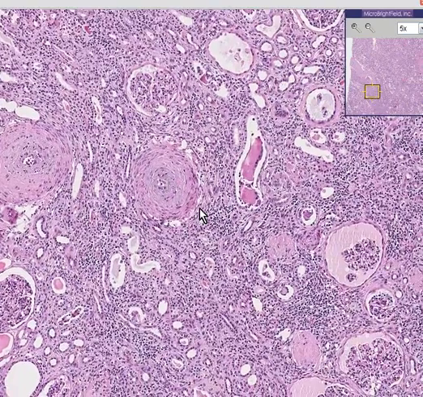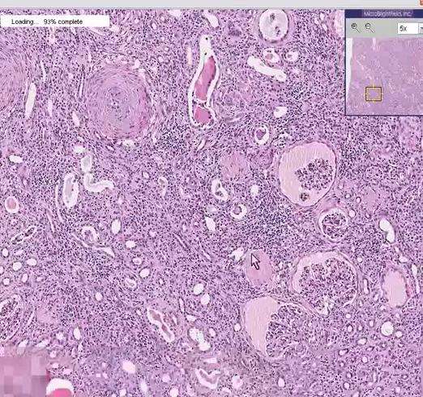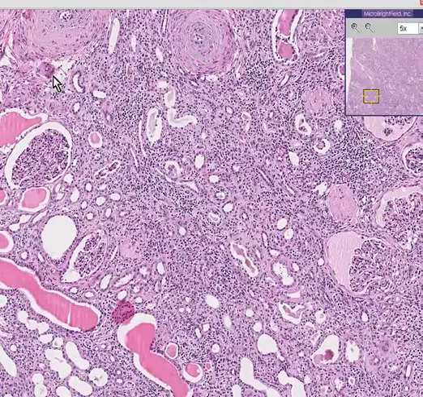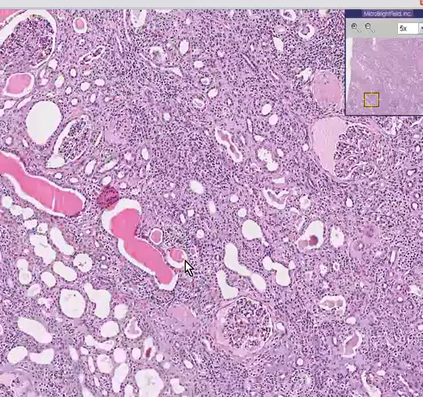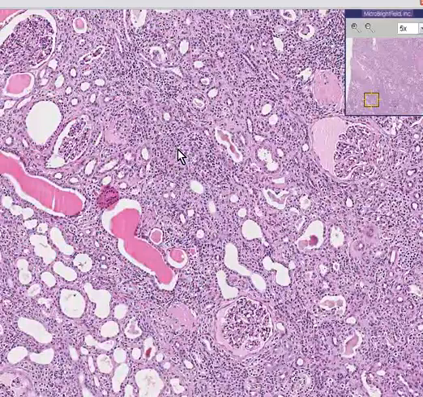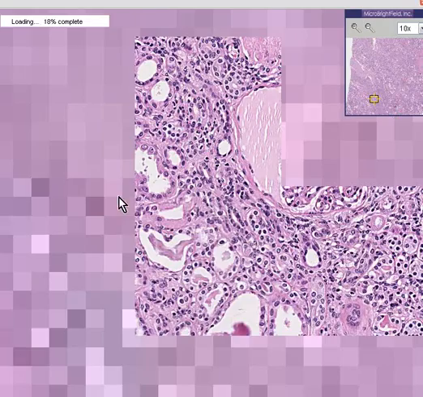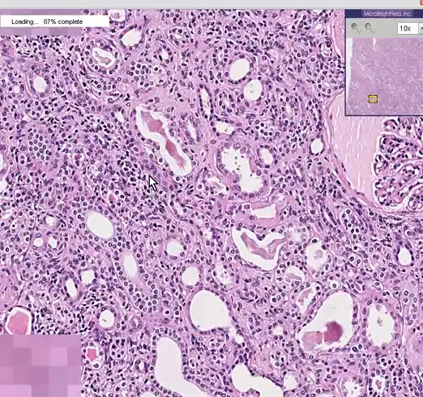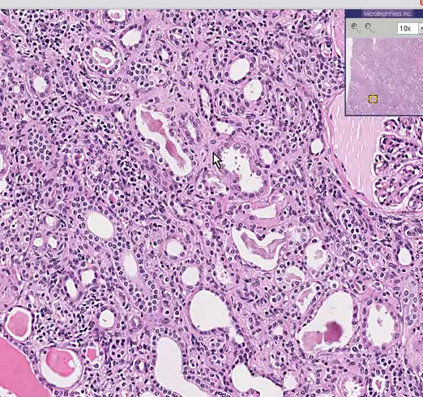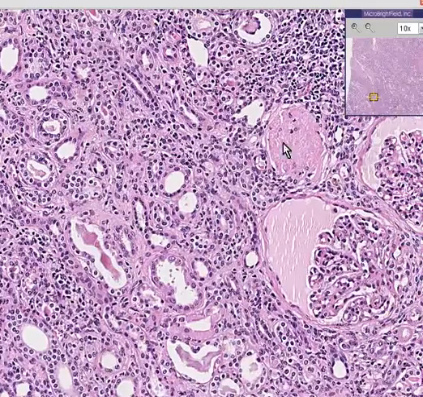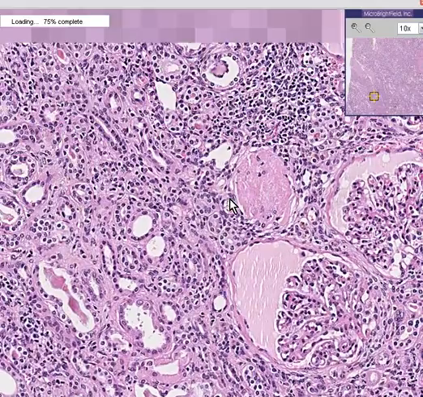Also note that many of the glomeruli, like here and here, are hyalinized. They're sclerosed, they're infarcted because they're not getting enough blood supply. Also noted that there is generally a good amount of inflammatory cells scattered throughout the kidney as well. And also notice, here's a hyalinized glomerulus here.